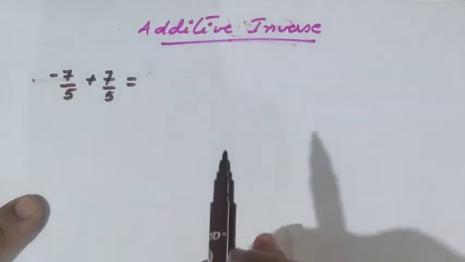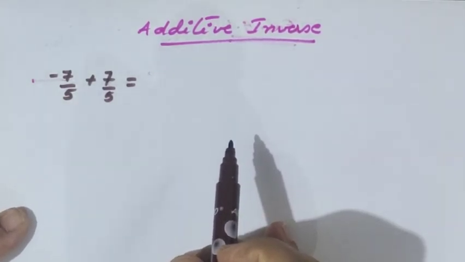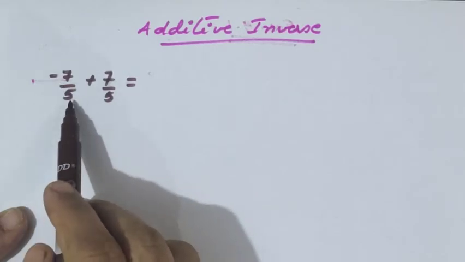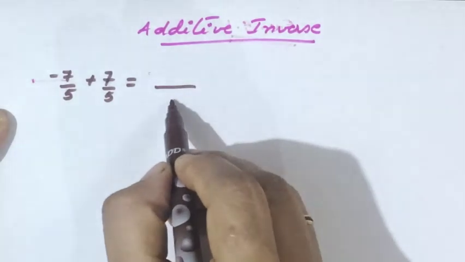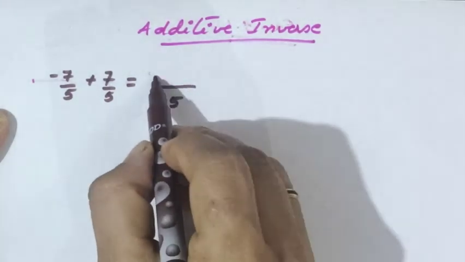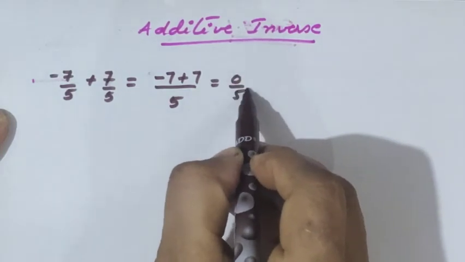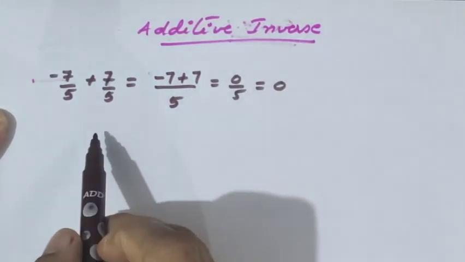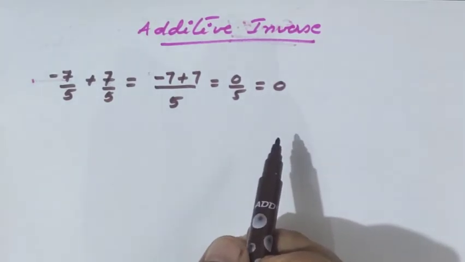Next topic is additive inverse. You already know this word from when you studied the integer chapter also. Now my question is, what is minus 7 by 5 plus 7 by 5? Since the denominator is the same, we will write 5 only. Minus 7 plus 7 is equal to 0 by 5, which is equal to 0, right? So minus 7 by 5 plus 7 by 5 equals 0, right?